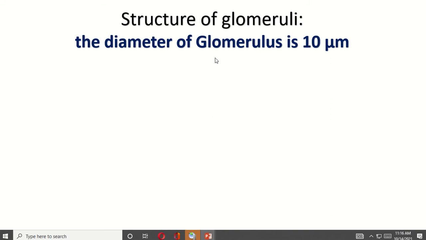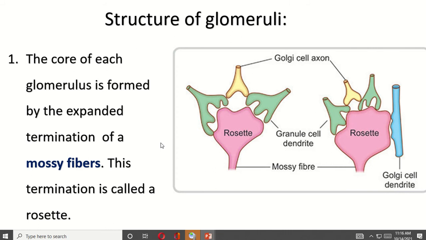The structure of the glomeruli. The diameter of the glomeruli is 10 micrometers. The core structure of the glomerulus is formed by the rosette. The rosette is the terminal portion of the mossy fiber. The mossy fiber is actually an axon, and this is the terminal end of the axon, and there is a swelling, and this swelling is known as the rosette.